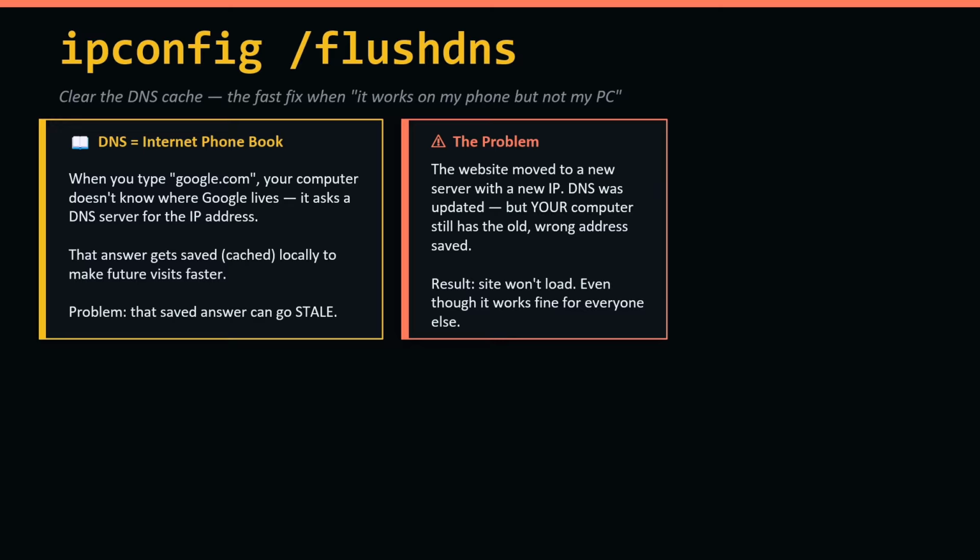A company might move their website to a new server with a new IP address, so they update DNS. But your computer still has the old answer saved, so when you try and visit the site again, it uses the wrong address, gets something back, and shows you an error.